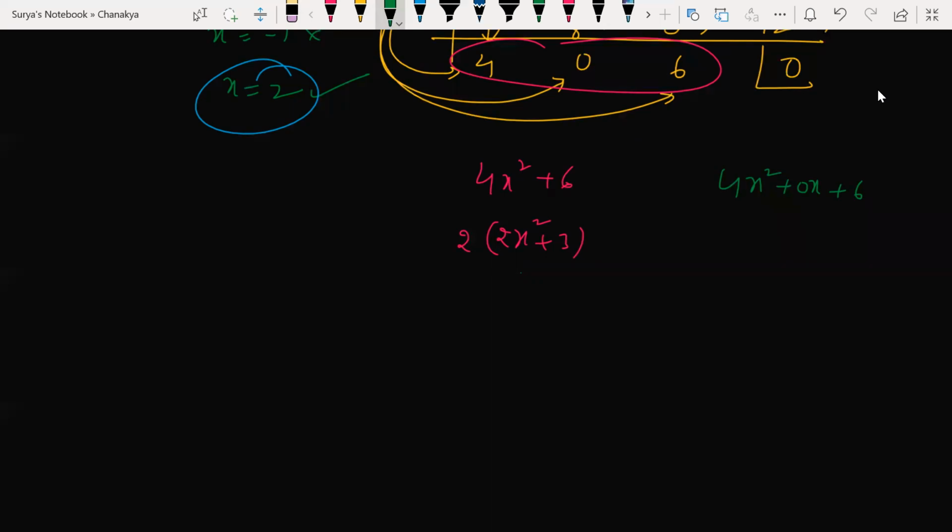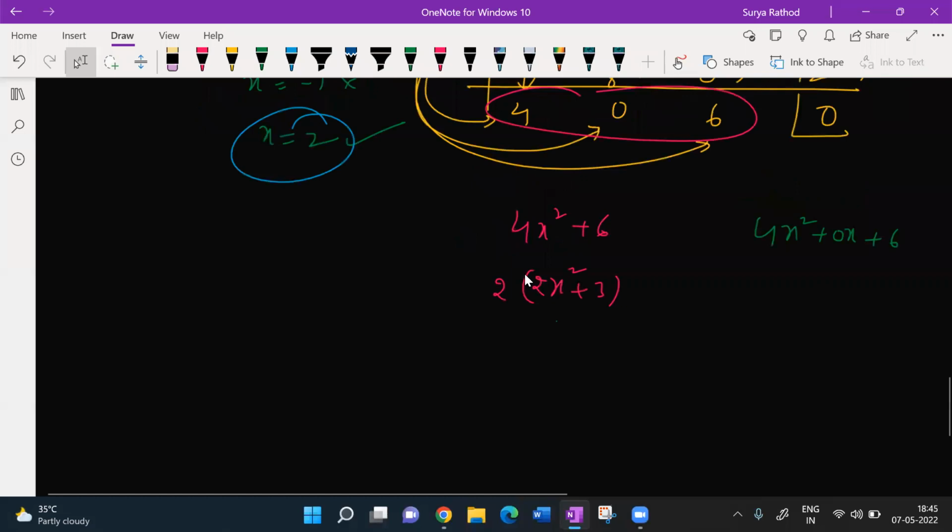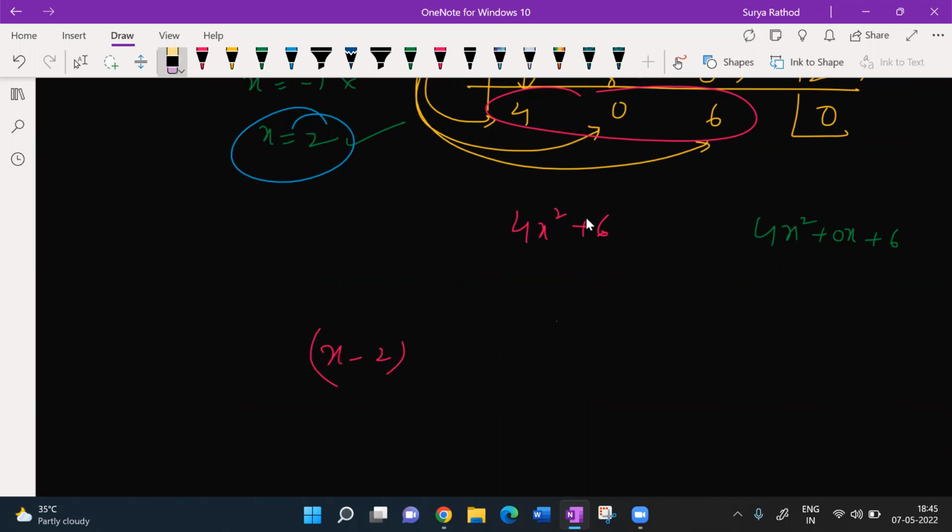Then I give the answer in the chat box, sir. You're saying the answer for the whole polynomial. Answer for the whole polynomial, you can simply write like this, no problem. Or else you can simply write like this. Nothing wrong with that. This is your factors.